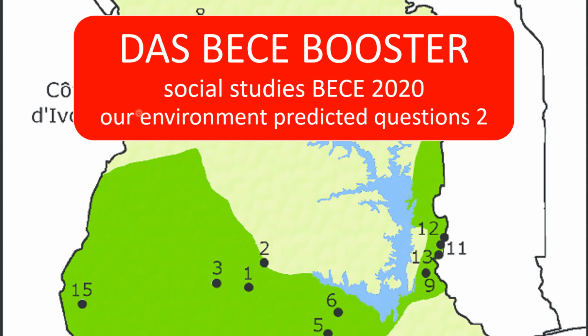So we are looking at Social Studies BEC 2020. We will look at our environment, predicted topics and questions. That is our aim. Later on, we will look at how to answer questions. So today, by the end of our lesson or meeting, be able to get the likely questions that will be set in this year's BEC, our environment, and also know how to answer questions. So let's start.